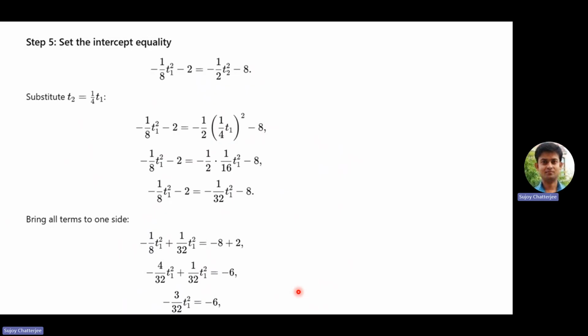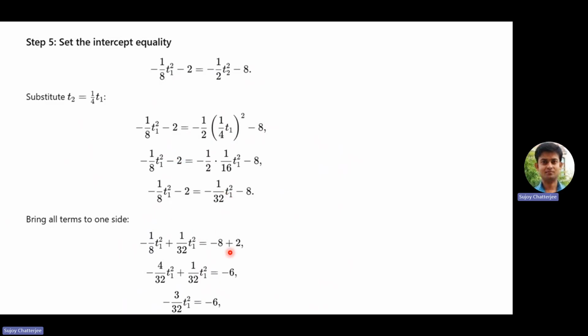Now set the intercept equality, that means equating the two intercepts that we have found. So minus 1 by 8 t1 square minus 2 is equal to minus 1 by 2 t2 square minus 8. Now in the previous step we got t2 is equal to t1 by 4. So we substitute that in this equation and we get minus 1 by 8 t1 square minus 2 is equal to minus 1 by 2 multiplied by 1 by 4 t1 whole square minus 8. And when we simplify it, we arrive at this point, bringing all terms to one side.